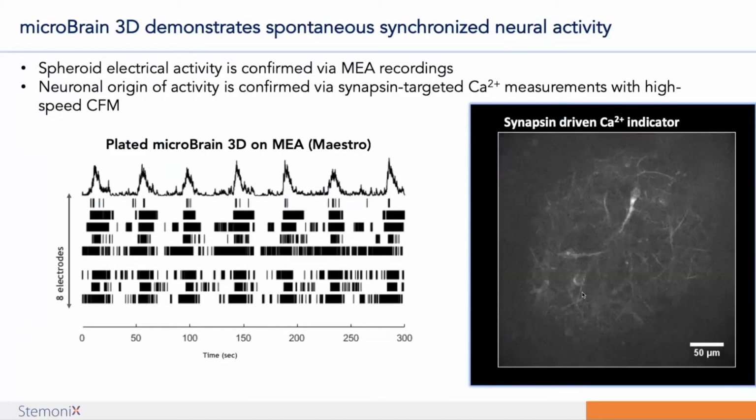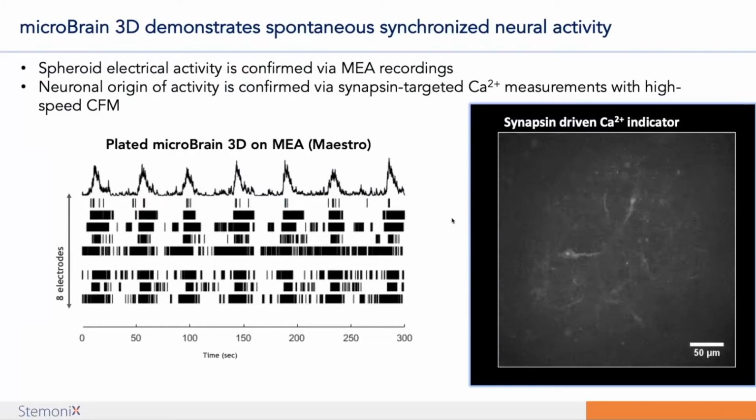We're seeing evidence here on the MEA, where we're looking at the activity from 8 electrodes, where a spheroid has been placed on the electrodes and stayed on the electrodes. We can see the raster plot showing synchronized activity, and then the combined plot showing a waveform of spontaneous network-wide activity. All right? Similarly, the neuronal origin of the activity is confirmed and shown here on the right-hand side with a synapsin-targeted calcium fluorophore. So now, whenever we see a flash of light, that indicates that the neurons are active.